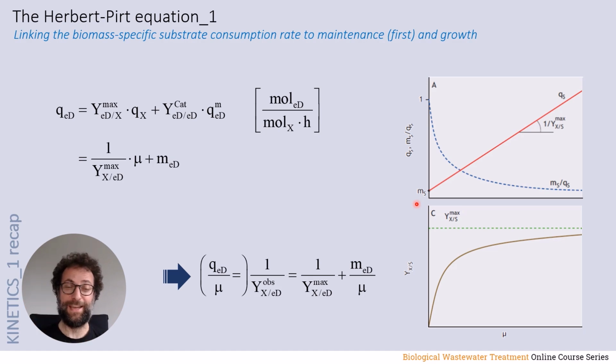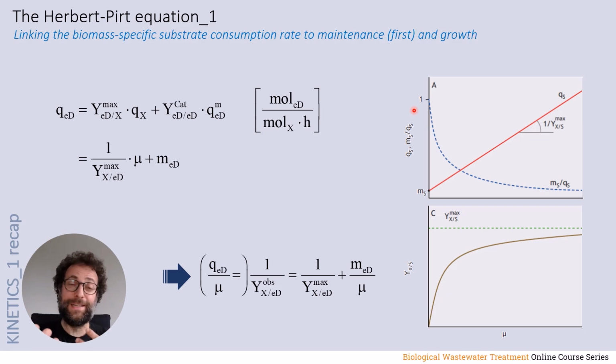If we look at the same from another perspective, we can also graph this biomass-specific substrate consumption rate for maintenance over the overall biomass-specific substrate consumption rate. And if we look at the extremes, we see that at very high biomass growth rates, the maintenance contribution to the overall substrate consumption is very minimal. Whereas when growth rate is very low, most of the substrate consumed is used for maintenance purposes.